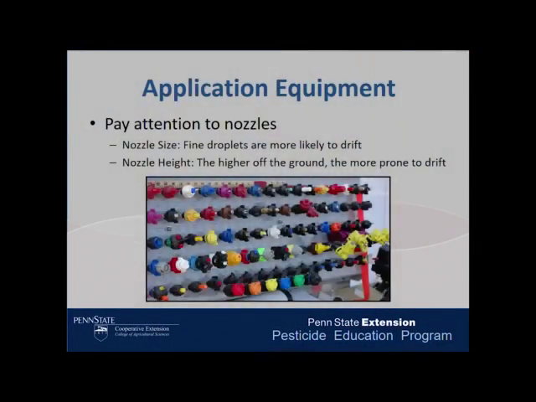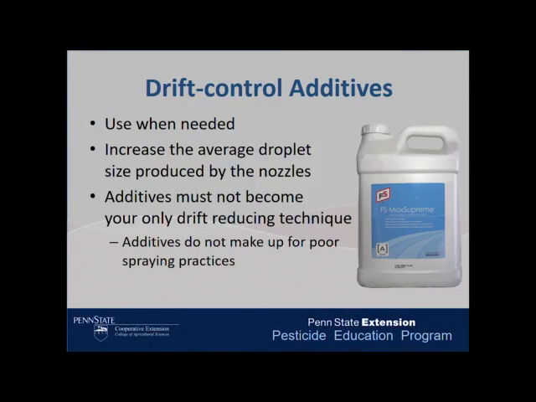And here you see a whole bunch of nozzle types. Wind buffers, drift control additives can be used. This is what I would say would be my last choice. I think you need to do everything else before this, but certainly they do have drift control additives out there that make the spray droplets heavier and they're less likely to move off site. But when you do your calibration, you have to do your calibration with these drift control adjuvants added to your water because they are thicker and you may change your calibration.